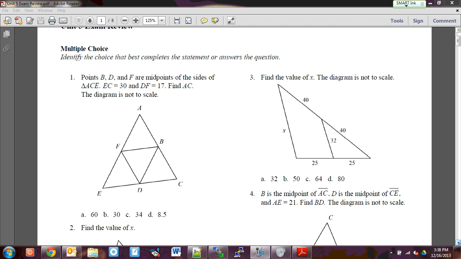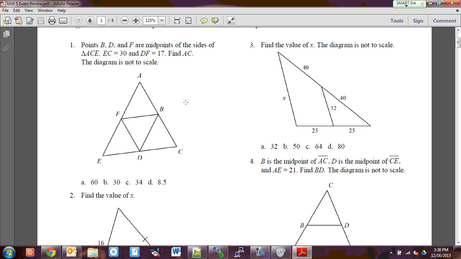Number 1 says points D, B, and F are midpoints of the sides of triangle ACE. EC is 30. Well, like we discussed in class, they gave us that, but you don't really need that, okay? It says DF is 17. Find the length of AC. Well, if you remember, the length of the side is twice as long as the length of the mid-segment that's parallel to it. So since this is 17, AC will be 17 times 2, which is 34. So the answer is C.